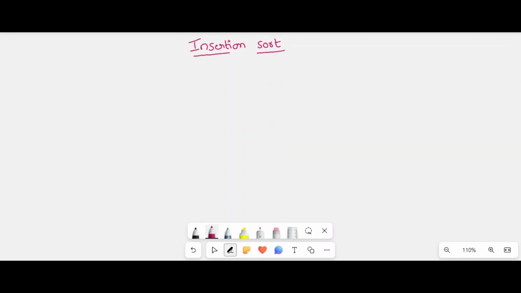Hi students, in this video we will discuss the insertion sort technique. In the previous video we discussed the bubble sort technique, and now we will discuss insertion sort. How will the sorting be done by using this insertion sort technique?